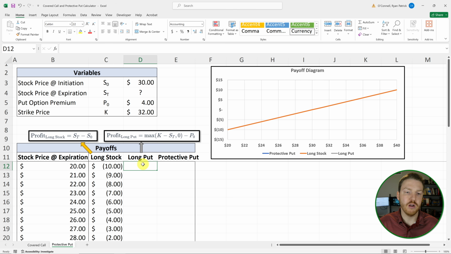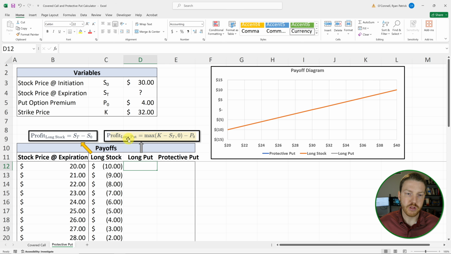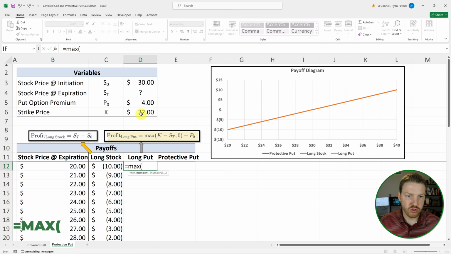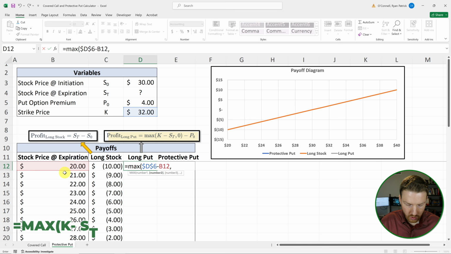Now, let's look at the profit of just buying one single put contract. And I've got that in this formula. So the profit for that will be equal to the maximum of either that strike price $32 minus the stock price at expiration, or 0. And let's talk about why that is. If I purchase a put option, I have the right, but not the obligation, to sell a stock for $32. And if the price is above $32, I would not exercise that option, so it would just be worth 0. So that's why it's the maximum of the difference here, or 0.